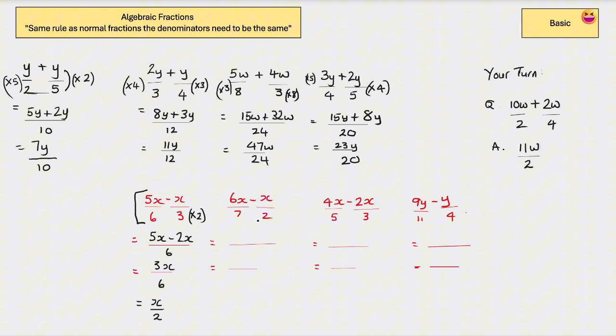Same again. The lowest number that I know 2 and 7 go into is 14. So I'm going to times this fraction by 7, this fraction by 2, to get the denominators both to 14. 2 times 6 is 12x minus 7x is 5x.